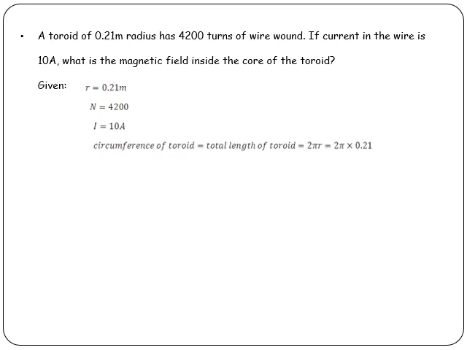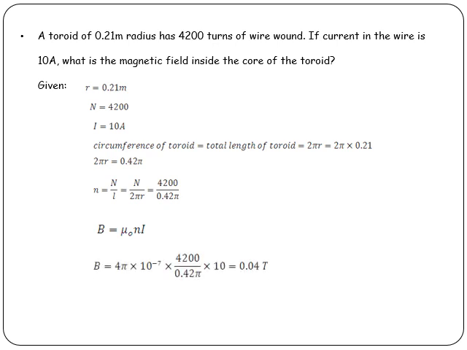Circumference of the toroid is nothing but the length you have to find out. Length of the toroid is 2 pi r, that is 0.42 pi. n is nothing but number of turns per unit length, so capital N divided by length. Instead of length, we have to consider the circumference of the toroid, so we are taking it as 2 pi r. If you substitute, you will get 4200 divided by 0.42 pi. Now substitute all these values back to the magnetic field, which is equal to mu naught n i. When you substitute and calculate, you will get your magnetic field as 0.04 Tesla.